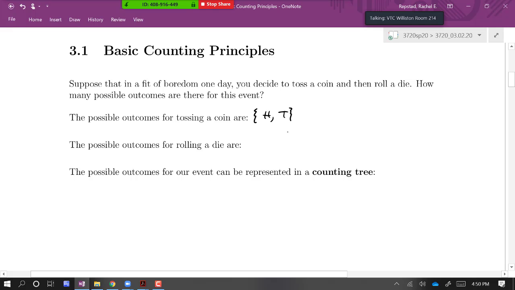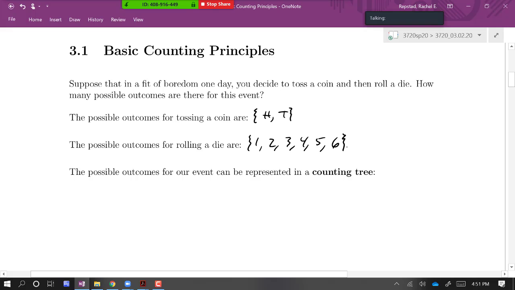And I'm writing the set of outcomes as a set, because it doesn't matter which comes first. Those are just the outcomes. And then if I roll a die, like a regular, say, 6-sided die, I'm going to get something 1 through 6. I'm going to get one of those.